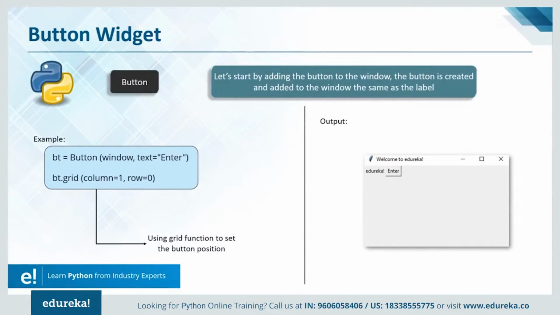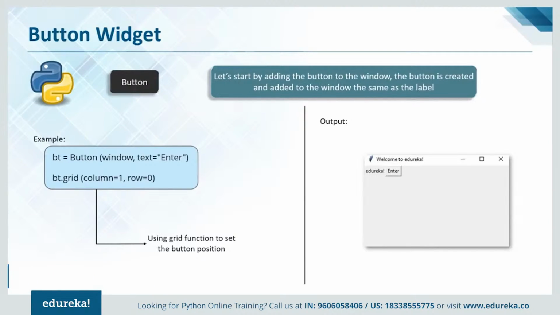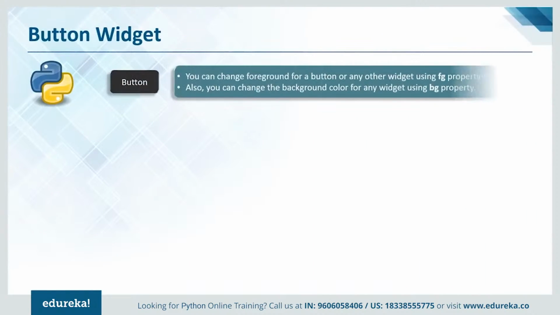So as you can check out from the output, we have Edureka and the button we have is enter, right? So it has been kept in the first column, so it is on the top left. This is because the grid function takes two parameters, which are column and row. Since the column is 1 and the row is 0, the message appears in that particular place. In fact, we can also change the foreground for a button or any other similar widget as well.